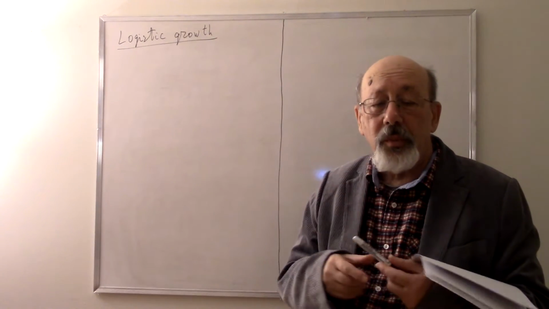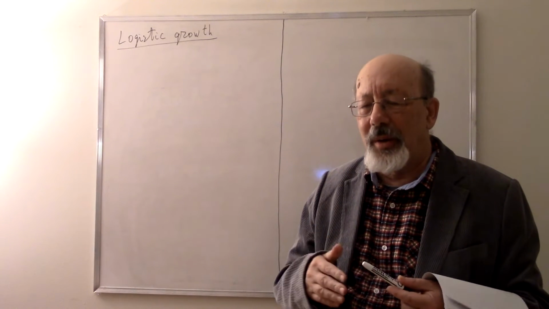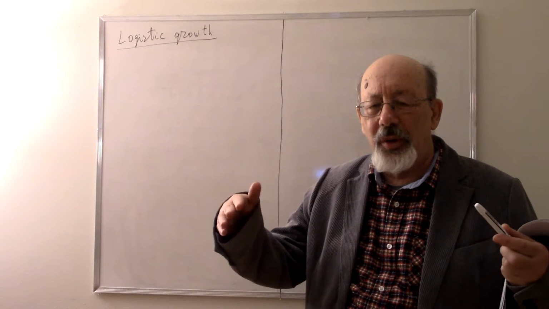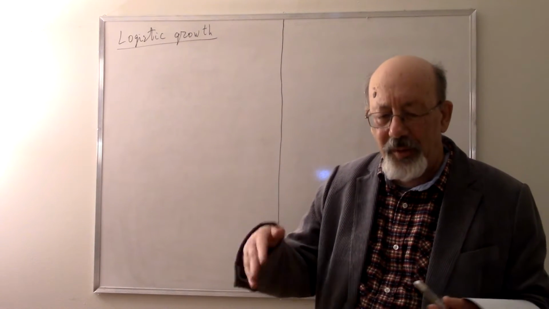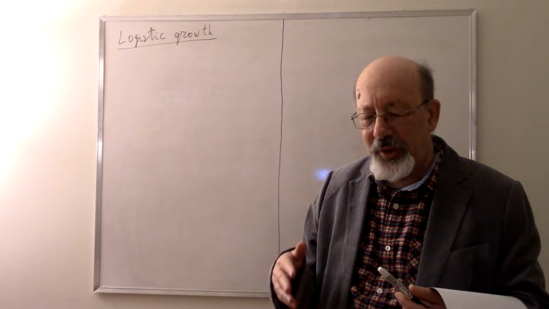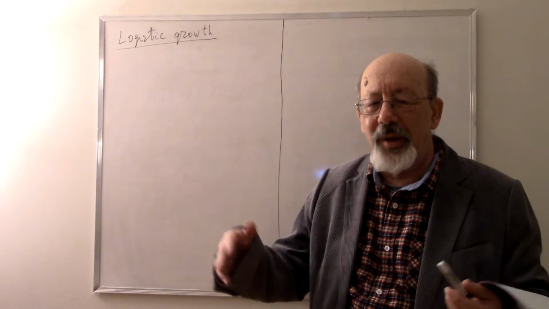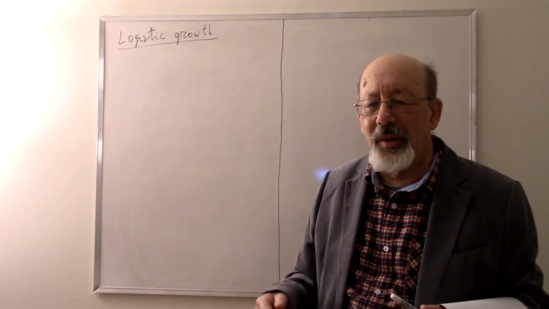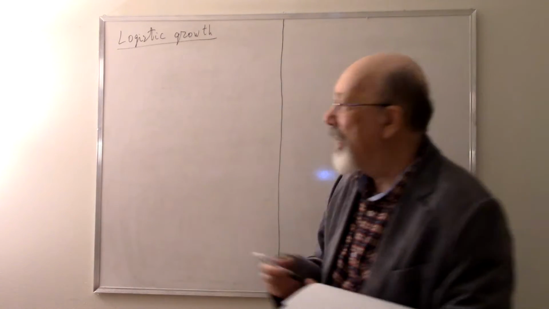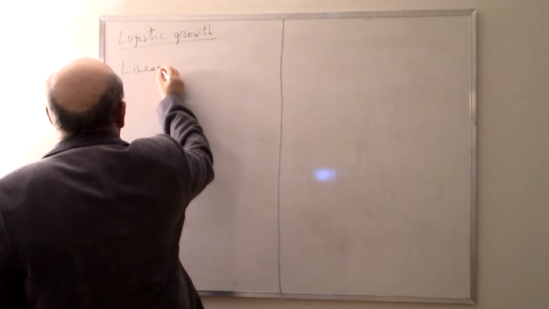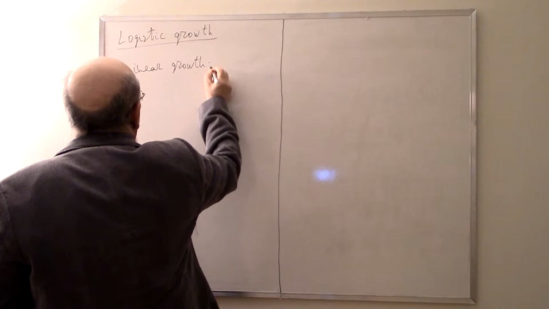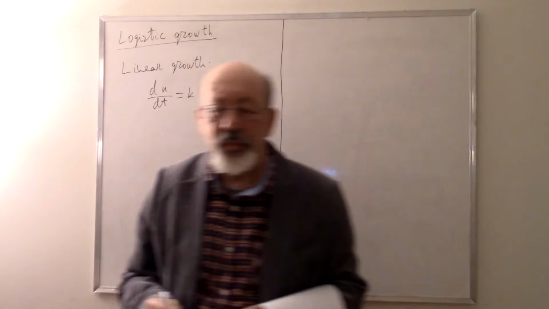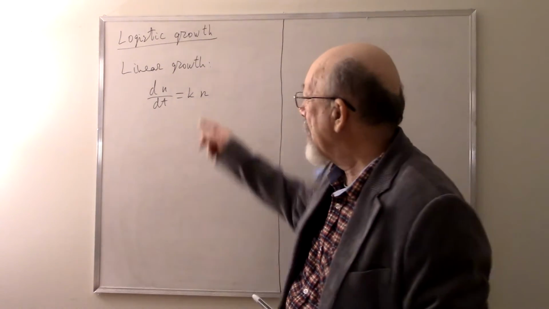And the next hypothesis is about the growth rate. When the number of individuals in this population is small, then its growth is not restricted. And so the natural growth rate without any obstacles is constant. I mean the linear growth: dn/dt equals k times n. It is the linear growth. So the growth is proportional.